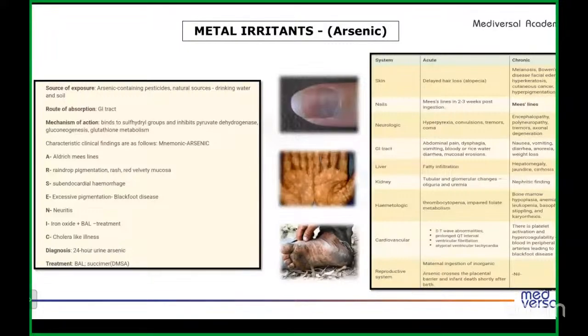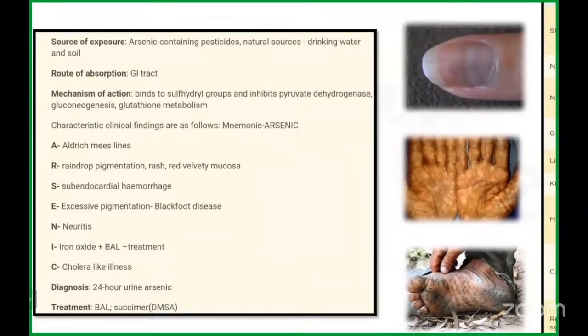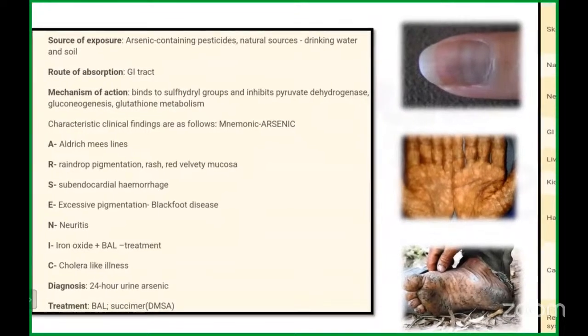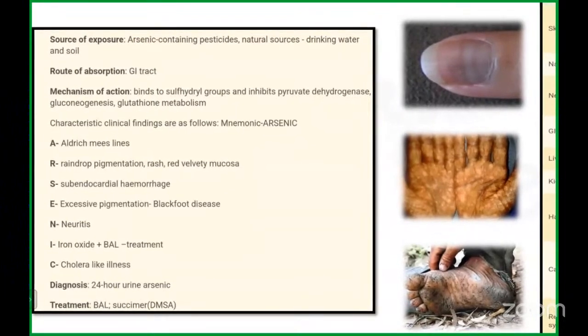Our first metal irritant is arsenic, and the source of exposure is pesticides. Most places in this country right now have water sources which are flooded with arsenic. The water quality is so poor, but unfortunately, that's the water that we're consuming, because arsenic mainly comes through the green fields where the pesticides are being spread, and the water containing the pesticides drains into the rivers or the lakes, and that is the water that is being used for human consumption, unfortunately. So from natural sources like drinking water, soil, and pesticides, the route of absorption is the GI tract.